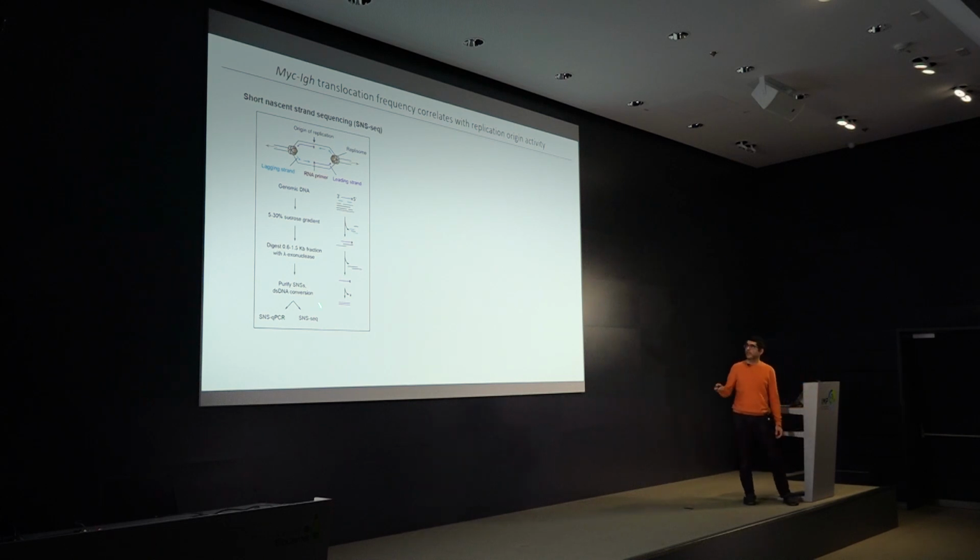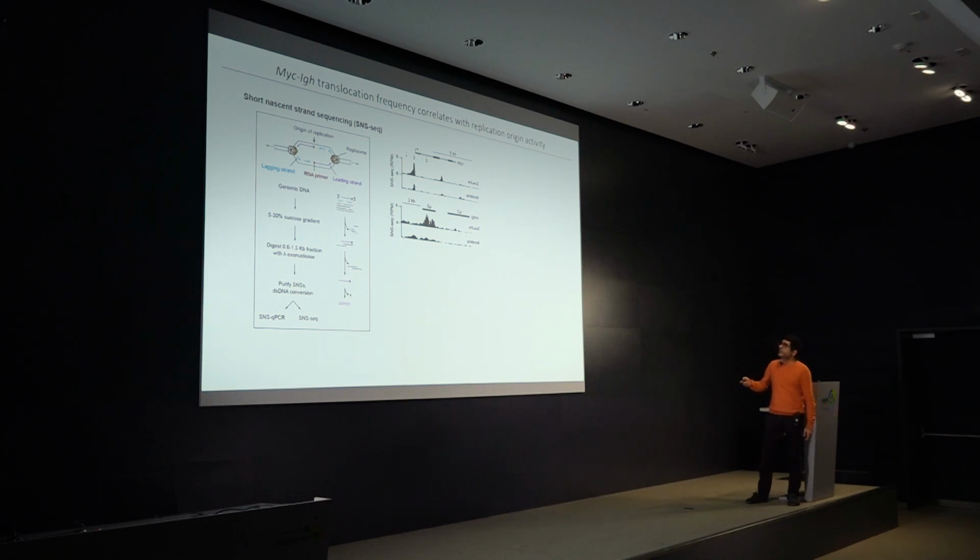And in this way, you enrich for the nascent leading strand, and after that, you can process those samples and go ahead with a deep sequencing experiment or even a qPCR analysis at your region of interest. And so at MYC and IGH, the data looks like this. This is the SNS-seq data. There are two origins in MYC. There's a major one just upstream of the promoter, and there's another one down in the gene body.